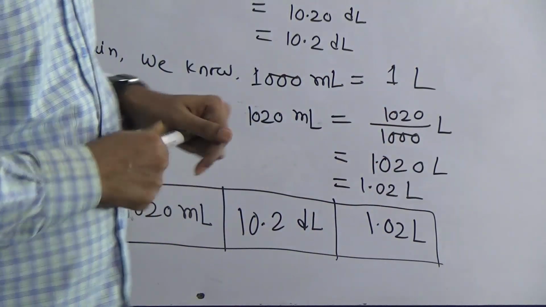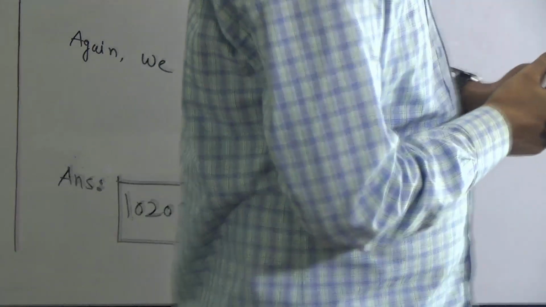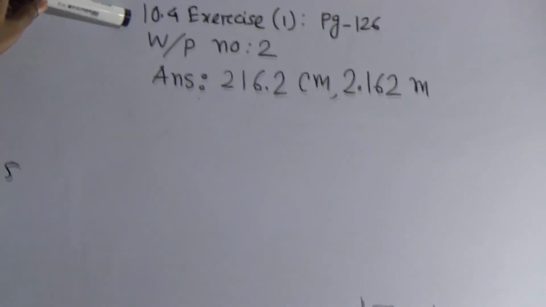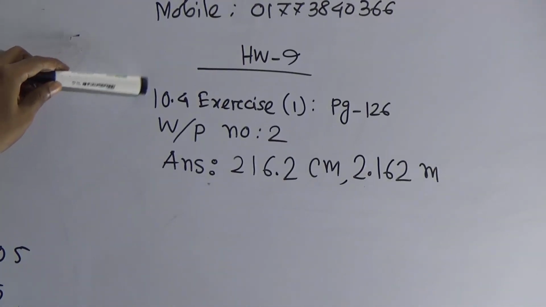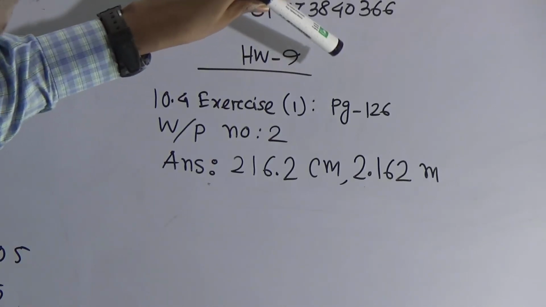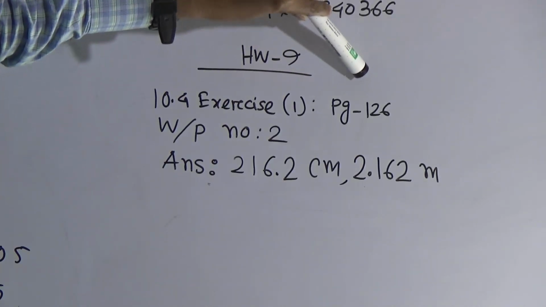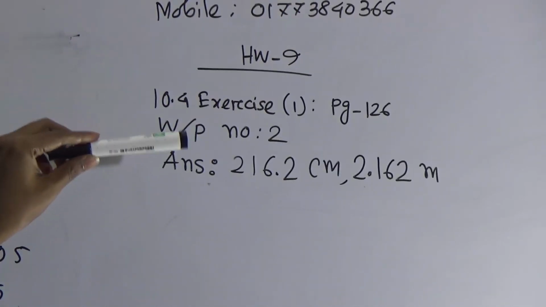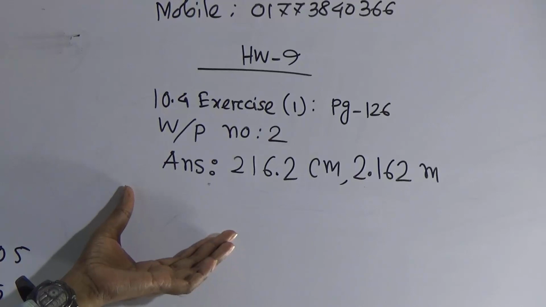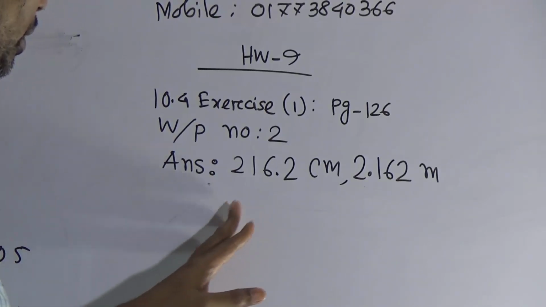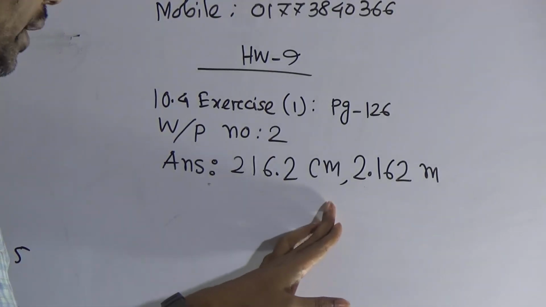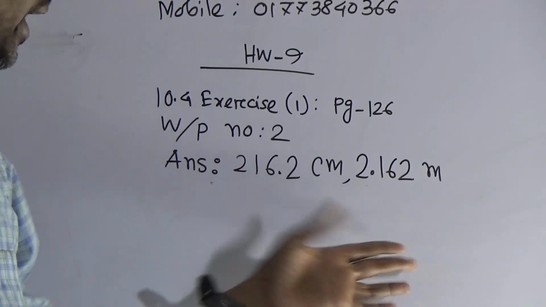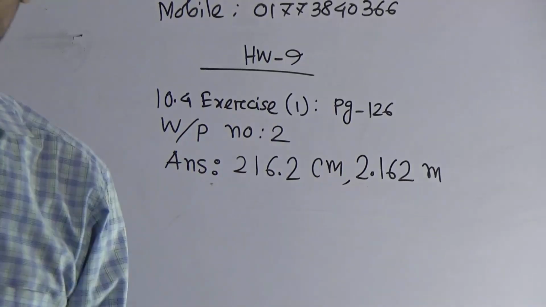Now I will talk to you about your SW. Look. SW long 9, 10.4 exercise 1, page 126, word problem number 2. Okay, and I have written the answer also, 216.2 centimeter and 2.162 meter. Okay, you try to solve yourself.